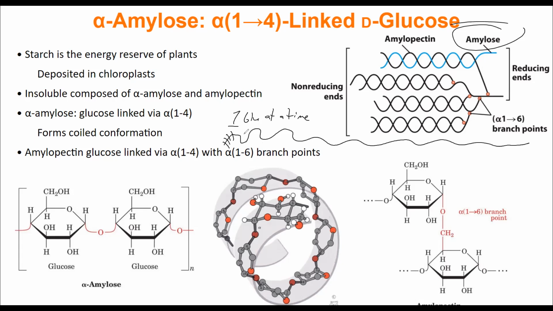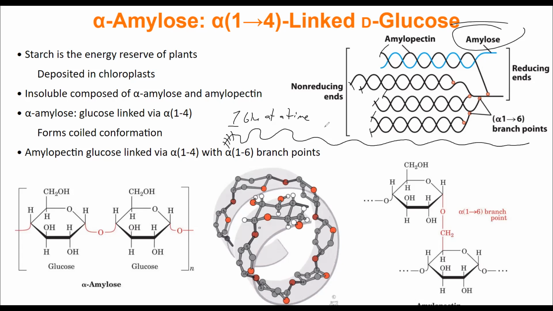When you're only cutting one glucose off at a time, it's going to take a long time for this amylose to be eaten up. For amylopectin, it's many branches, and every branch you're taking one off. So this is going to be eaten up way faster, your amylopectin. So the amylose is slow release, right? Slow release glucose. And that is why it's storage.